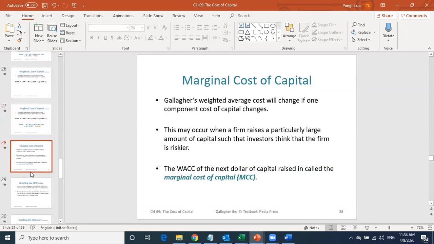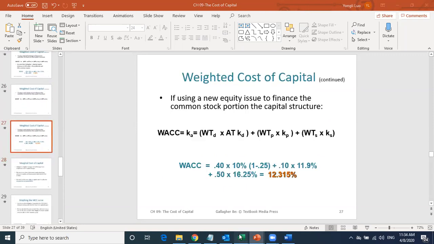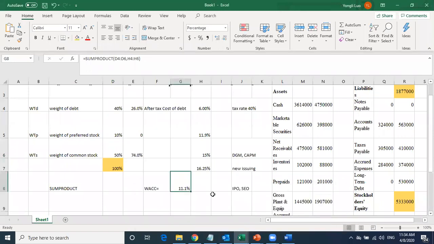Could you repeat the last thing you said? You said the more weight that goes to your common stock, the WACC increases? Yes, that's right.